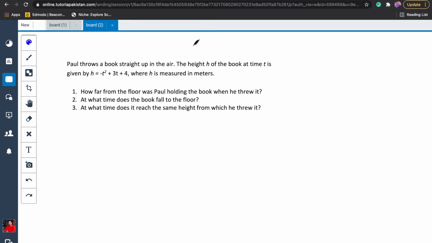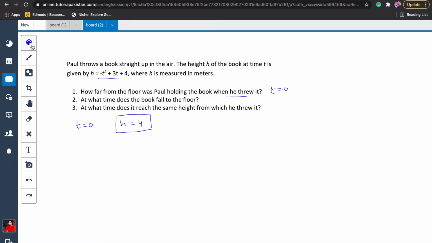Let's have a look at this question. Paul throws a book straight up in the air. The height h of the book at time t is given by this equation, where h is measured in meters. How far from the floor was Paul holding the book when he threw it? So when he threw it, the time was 0. That's the first hint that you have. So when t equals 0, what is the height? h equals, this will become 0, this will become 0, h equals 4. That's our answer. See, this was easy.